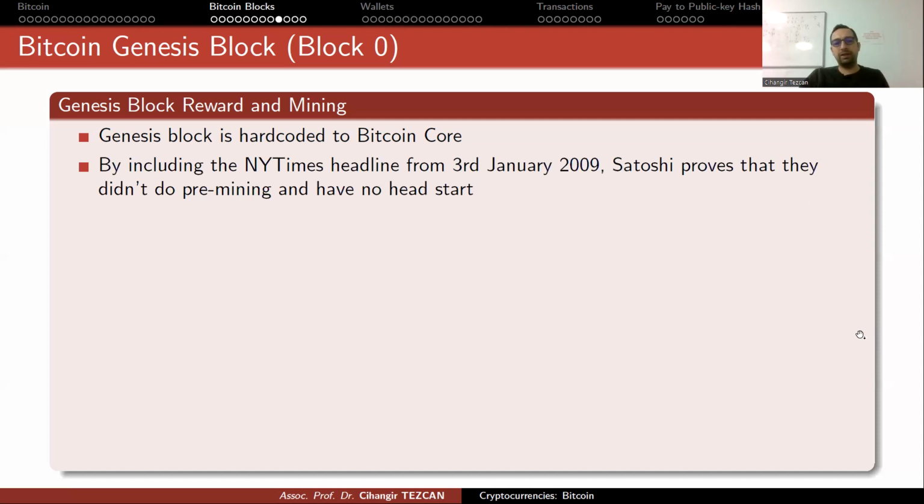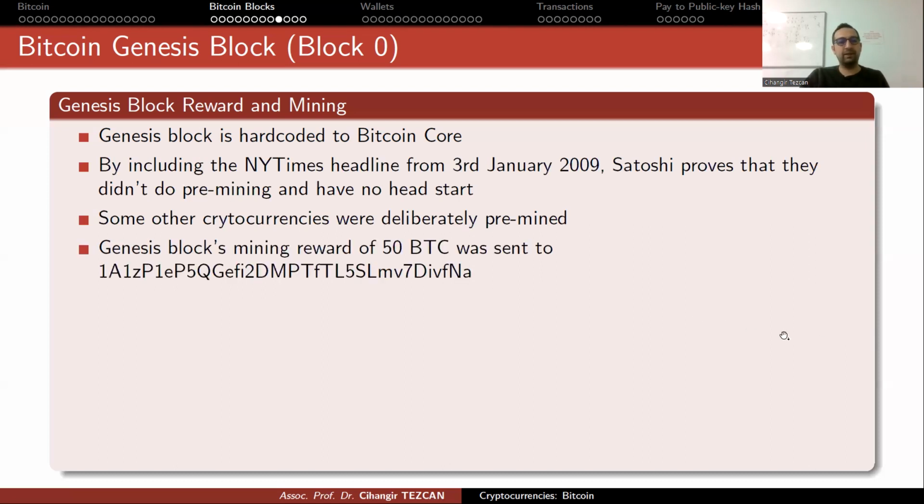By including the New York Times headline from 3rd January 2009, Satoshi proves that they didn't do pre-mining and had no head start. Some other cryptocurrencies were deliberately pre-mined. Many alternative currencies did that.